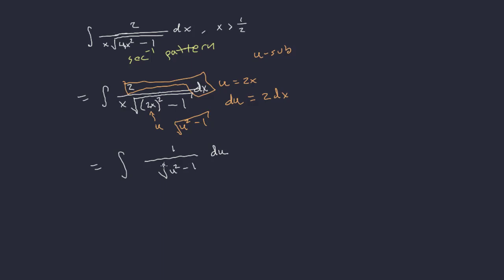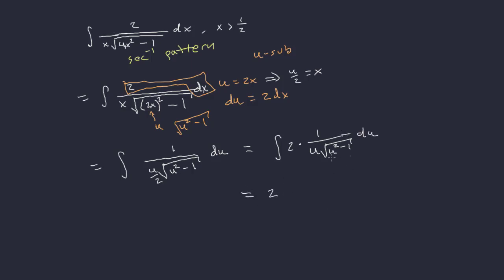The problem is we can't just write this part as u because it's just x, but if we mess with this guy a little bit and say that u over 2 is equal to x, we could say that this is u over 2. Then we could take out that 1/2. Since we're dividing by a 1/2, we could bring it up to the top, and this would give us the integral of 2 times 1 over u square root of u squared minus 1 du.